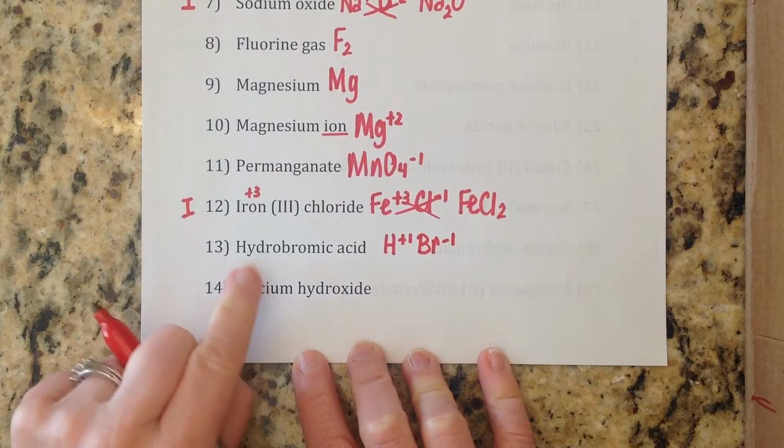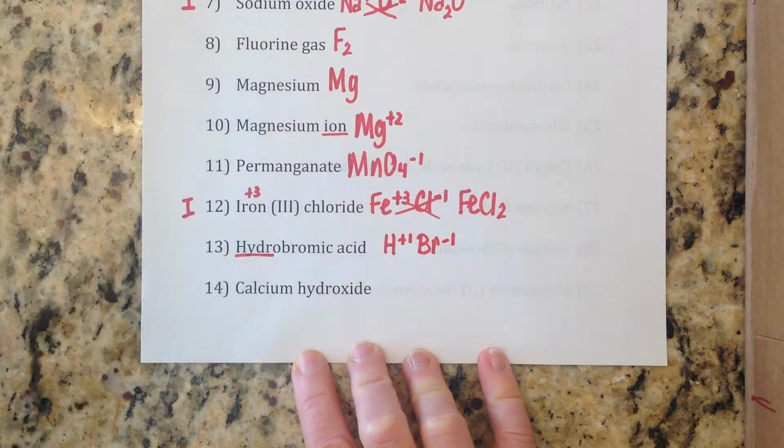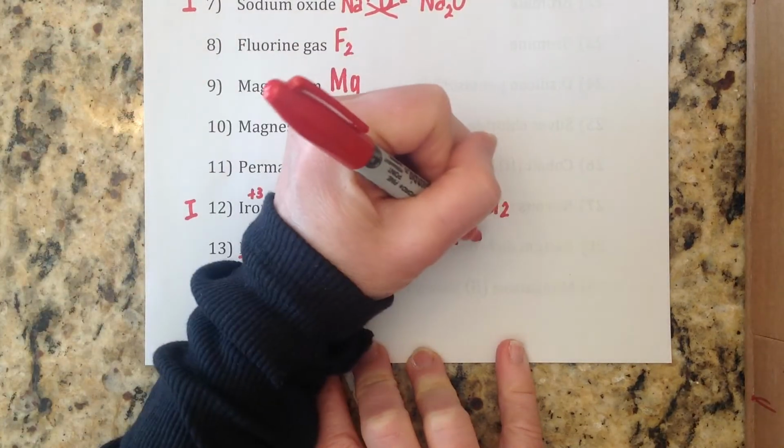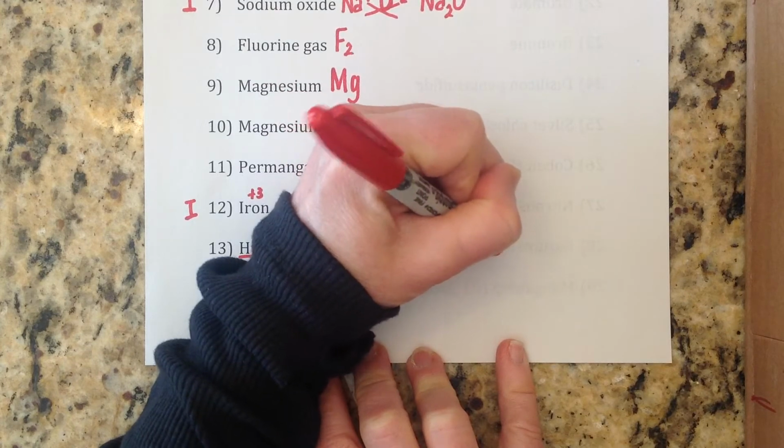Another way I knew this was binary is because it had hydro in the front, and we don't use hydro in the front if it's got a polyatomic ion in it. So the ones cancel, or you could crisscross, same thing, and you get HBr.